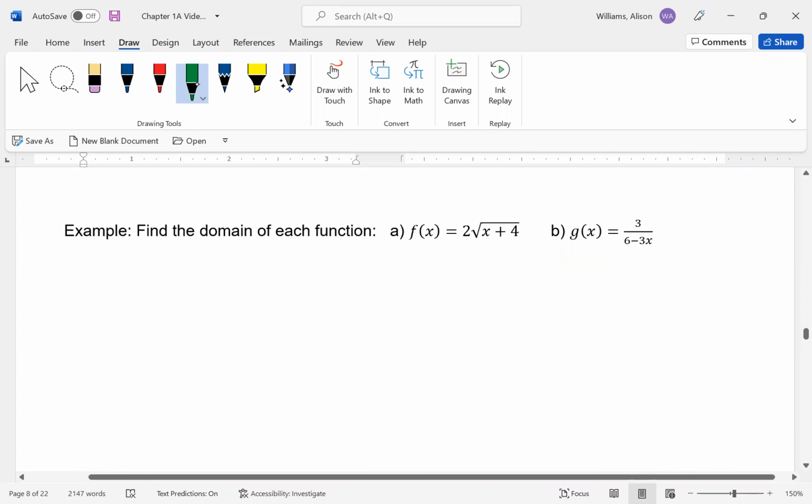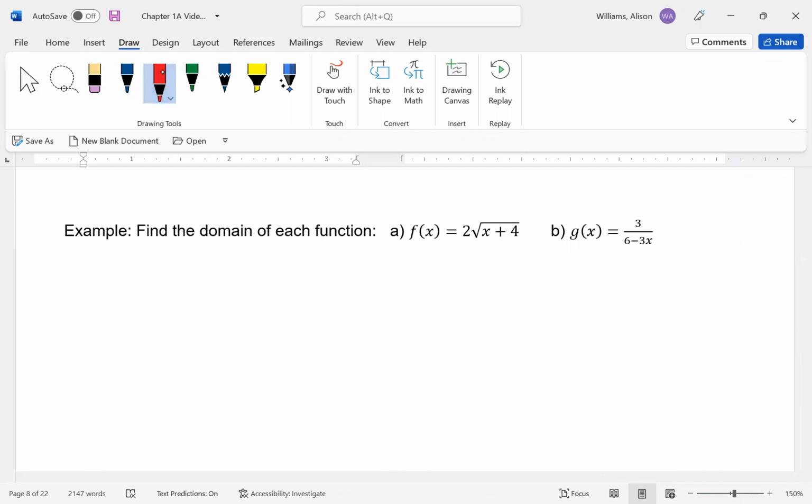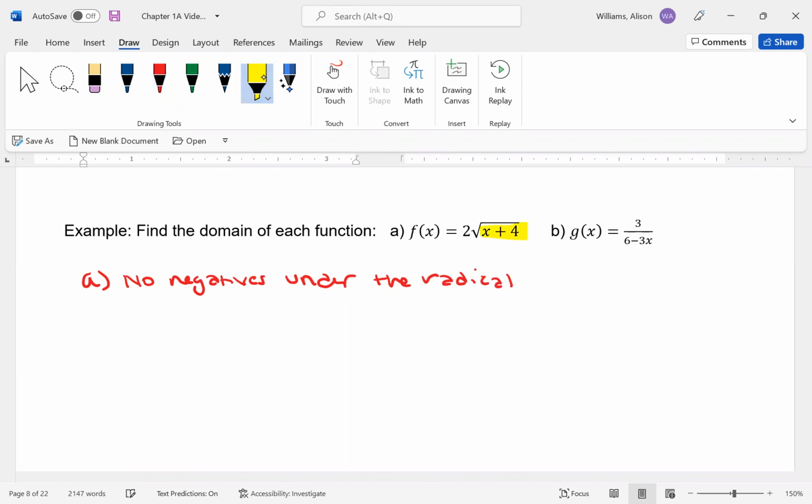So when we have a square root, we know we can't have a negative under the radical, otherwise we're going to get imaginary numbers. So that means whatever's under the radical needs to be positive. So I'm going to write that as X plus 4 needs to be bigger than or equal to 0. As long as it's bigger than or equal to 0, we're good to go. So let me solve for X. I'm getting X is bigger than or equal to -4.